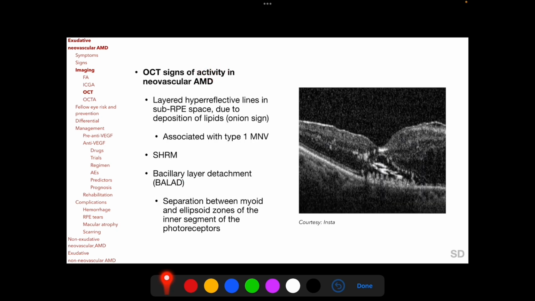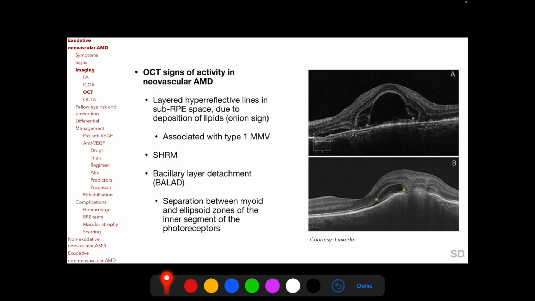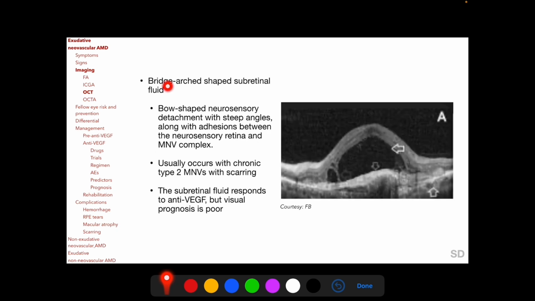OCT signs of activity in neovascular AMD include onion sign, which we have discussed and as seen here in this photograph; SHRM, which we have also discussed; bacillary layer detachment, as seen here in these two photographs, which is a separation between the myoid and the ellipsoid zones of the inner segment of the photoreceptors; and bridge arch-shaped subretinal fluid, which is a bow-shaped neurosensory detachment with steep angles, along with adhesions between the neurosensory retina and the underlying MNV, which is typically a chronic type 2 MNV with scarring. The subretinal fluid does respond to anti-VEGF, but the visual prognosis is usually poor.